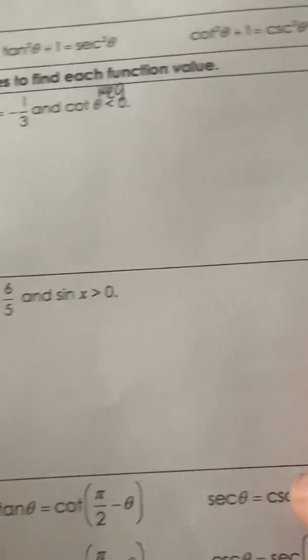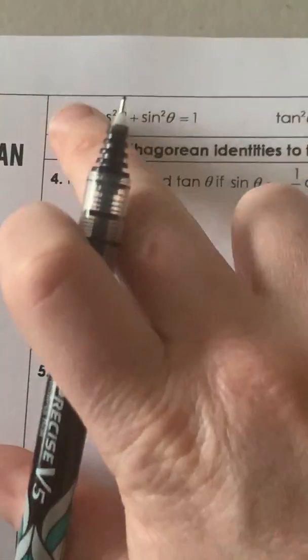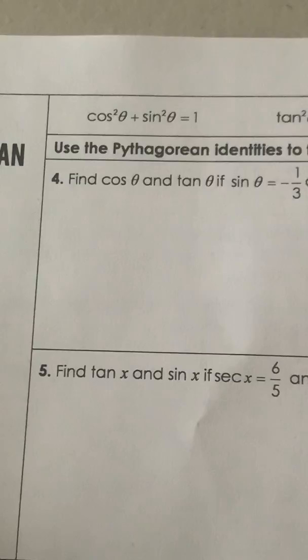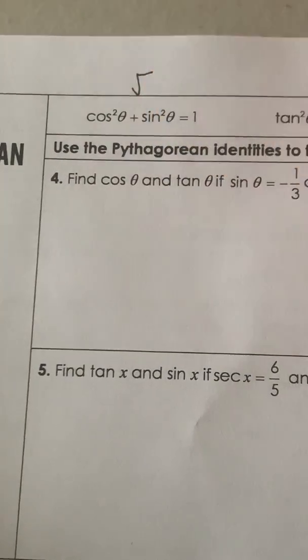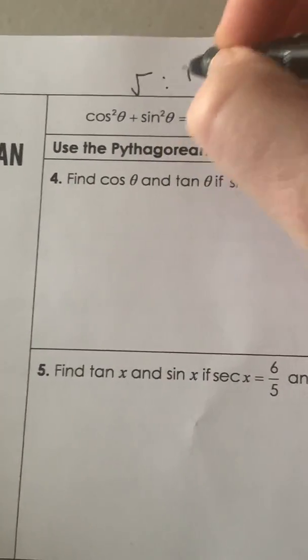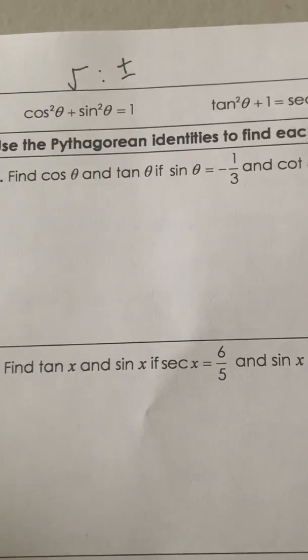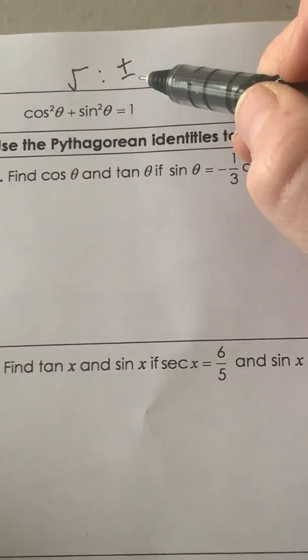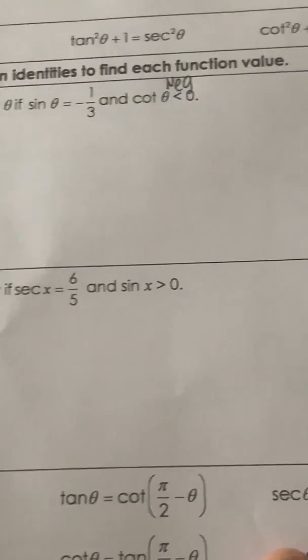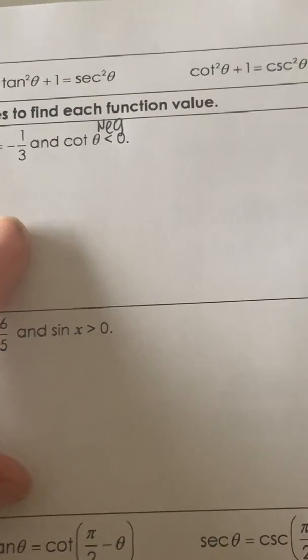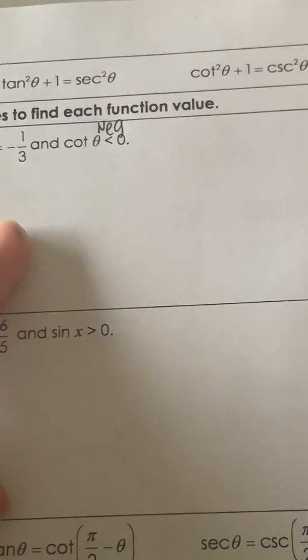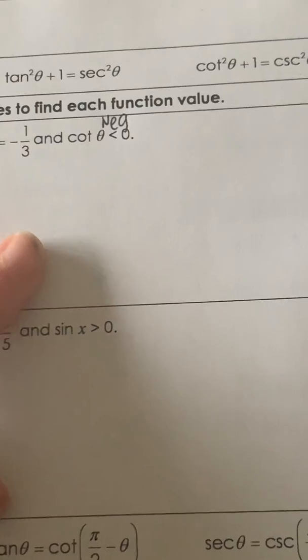Okay, so first of all, these all have squares. So when we solve something, we're gonna have to take the square root of both sides. And when that happens, you add a plus minus. So we could have the positive answer or the negative answer. So because of that, we need to figure out what quadrant this will lie in, okay?